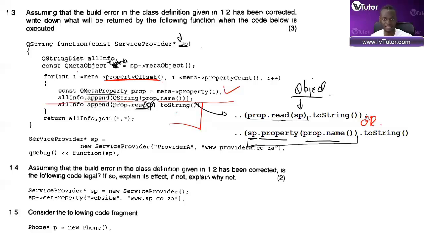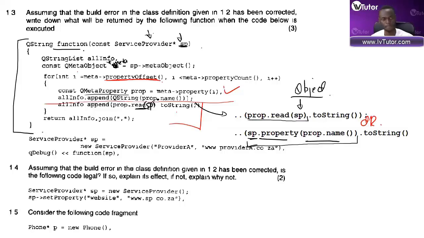They are saying that you have a function here, and your function is called function, right? And your function receives a variable of type service provider. That is the function. Okay, perfect.